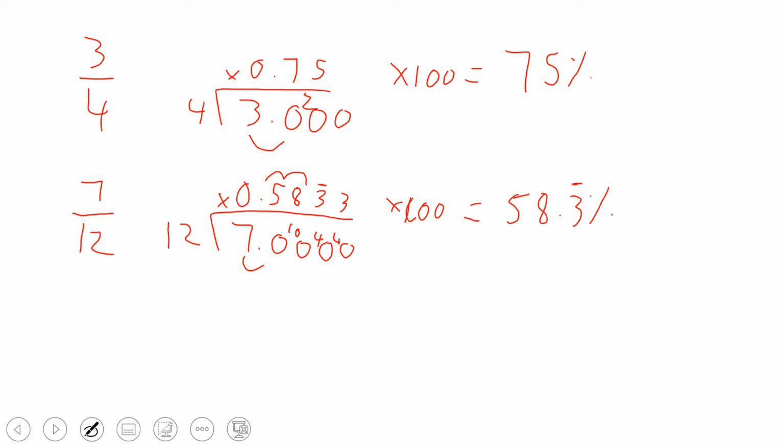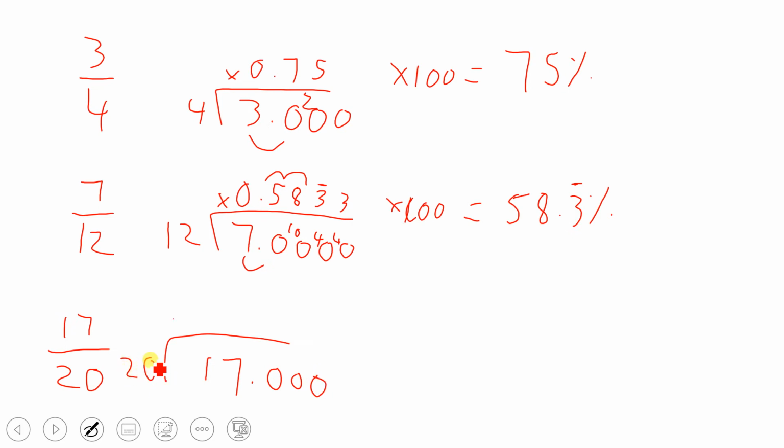Last one. Hopefully we understand what's going on here. Let's go. How about 17? We'll go 17 out of 20. Okay, so again, numerator goes on the inside. We'll do the dot and the zeros. The denominator goes on the outside.